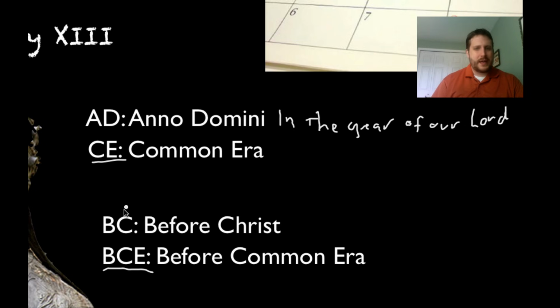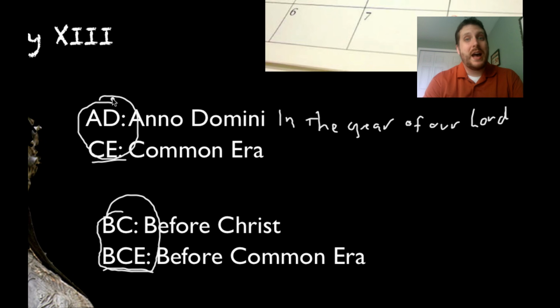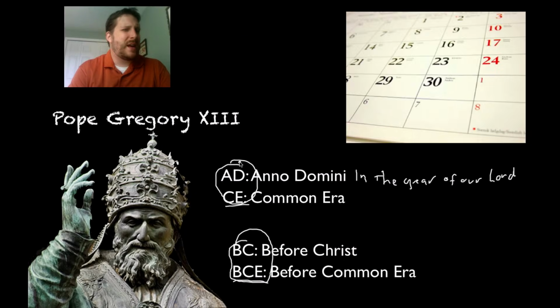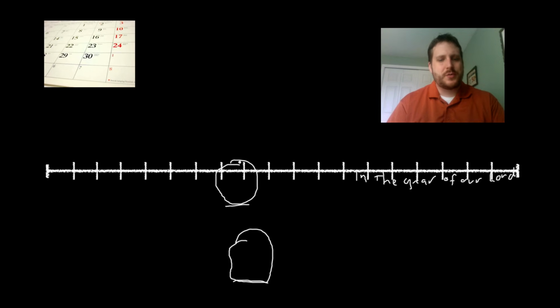The important thing here is that BC and BCE mean the same thing, and AD and CE also mean the same thing. And you'll see both of those. It doesn't matter which ones you use when you write, but I want you to know both of them because some of the readings we'll read will use AD and some of them will use CE, and I don't want you to be confused about those things. So let's take a look at what this actually looks like.